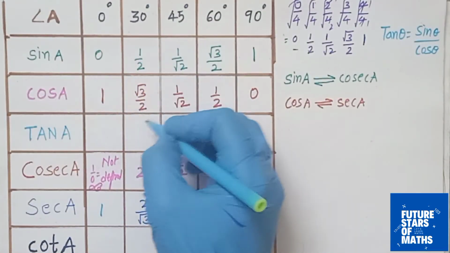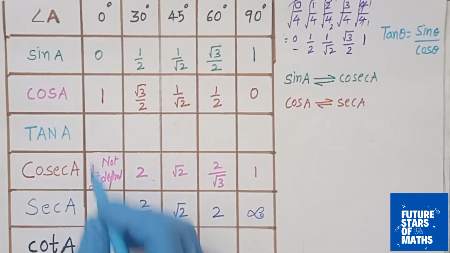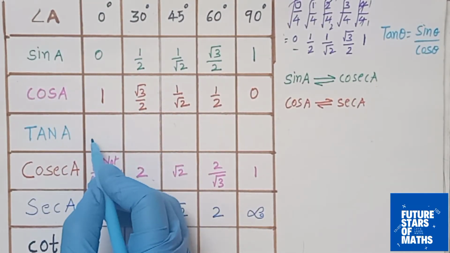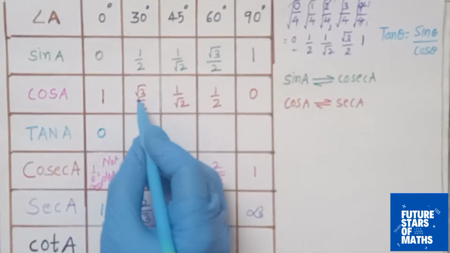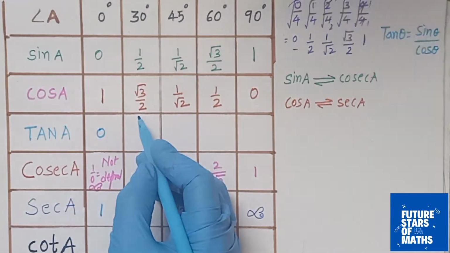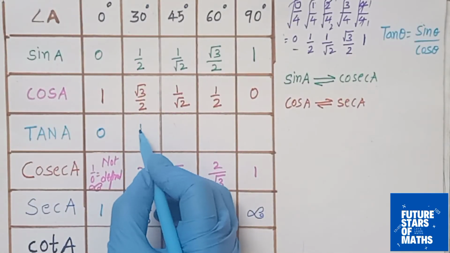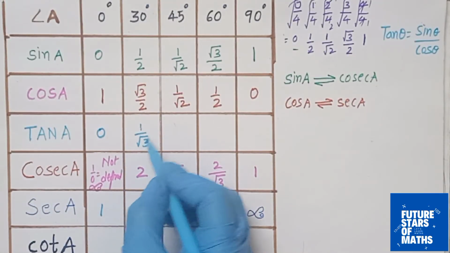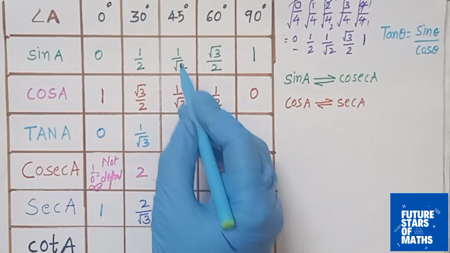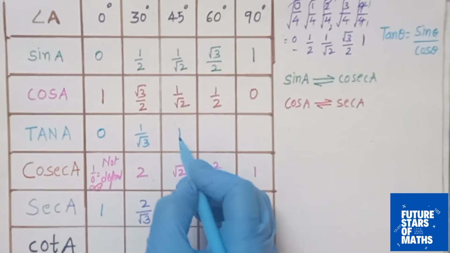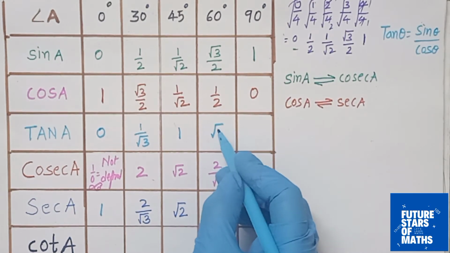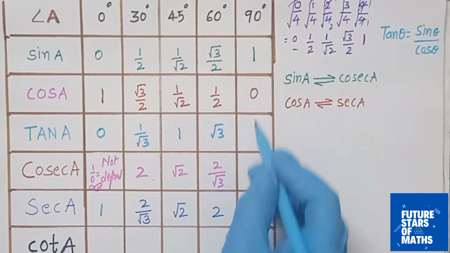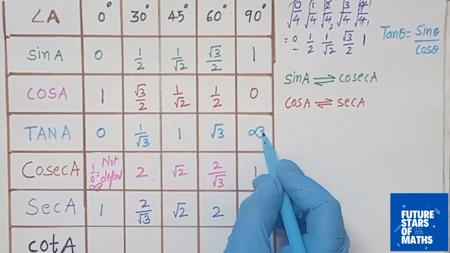We will divide these two things and write the answers now. 0 by 1. So 0 by 1 is 0. 1 by 2 by root 3 by 2. 2 gets cancelled and we will be left with 1 by root 3. Here root 2 gets cancelled. 1 by 1 means 1. Here 2 gets cancelled and we will be left with root 3. 1 by 0 is nothing but infinity.